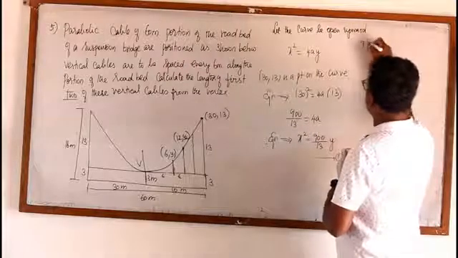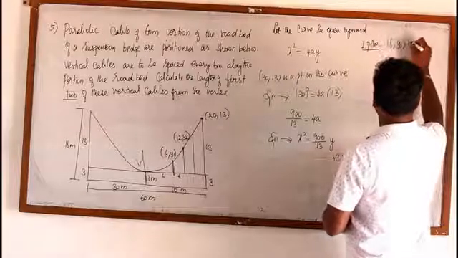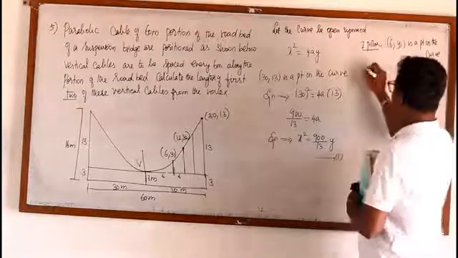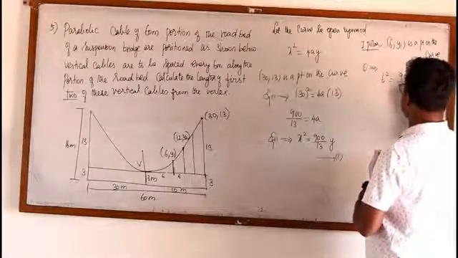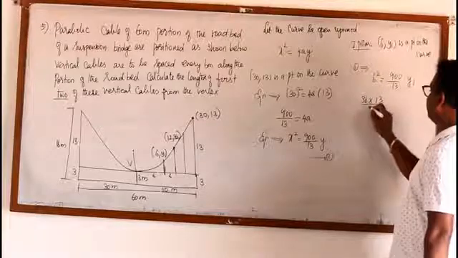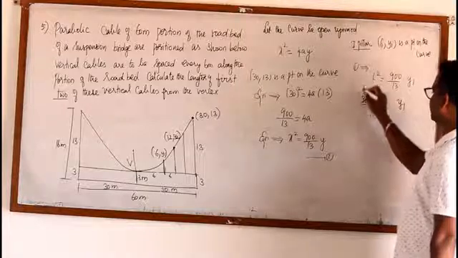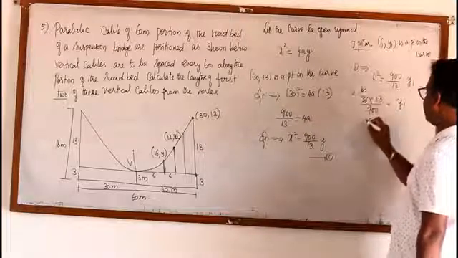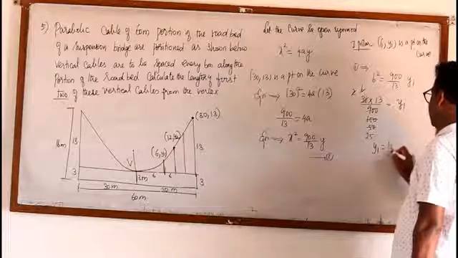Now for the first pillar, (6, y1) is a point on the curve. Therefore, in equation 1, substitute x as 6: 6 square equal to 900 by 13 into y1. Therefore I can write this as 36 into 13 by 900 equal to y1. I can cancel by 6, so 6 times, and this one is 150. Then again by 3, 2 times 50. Then 2 into 25. So y1 equal to 13 by 25.